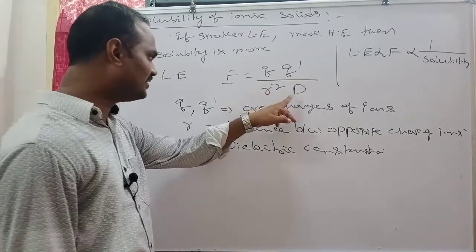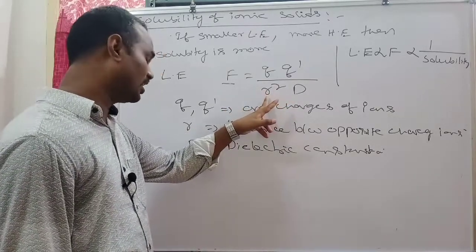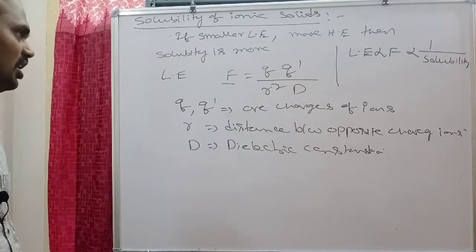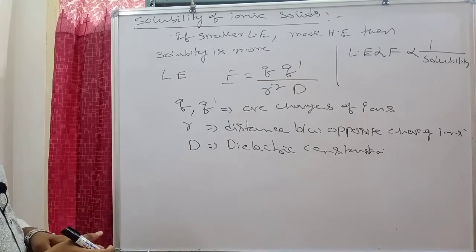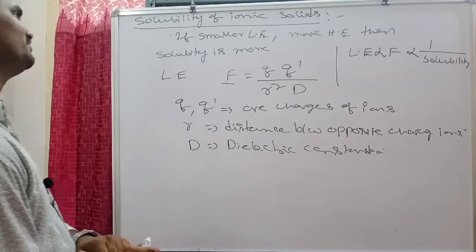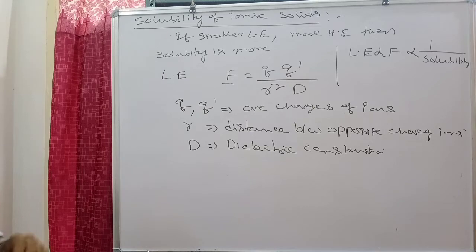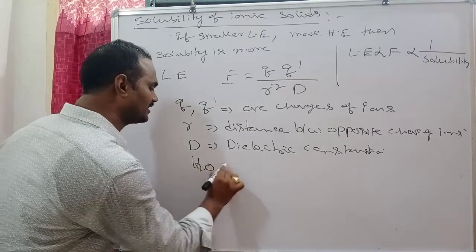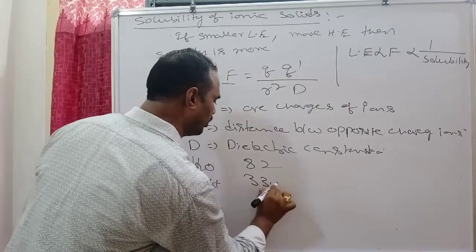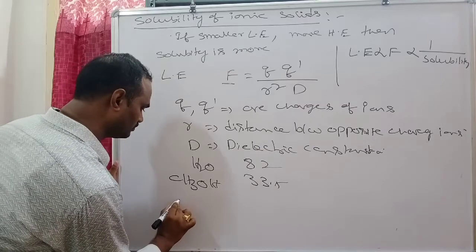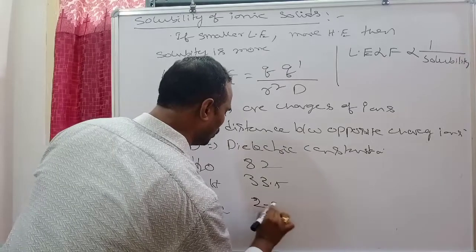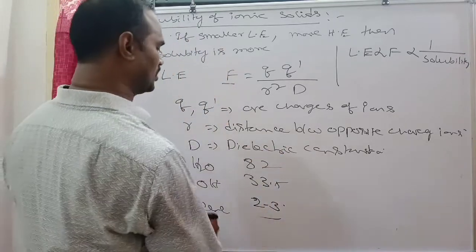Higher dielectric constant, larger distance between the oppositely charged ions, and less charge on the ions: these are the favorable conditions for an ionic solid to be more soluble in a solvent. To clarify the dielectric constant: for water it is 82, for methanol 33.5, and for benzene it is 2.3, the least dielectric constant value.